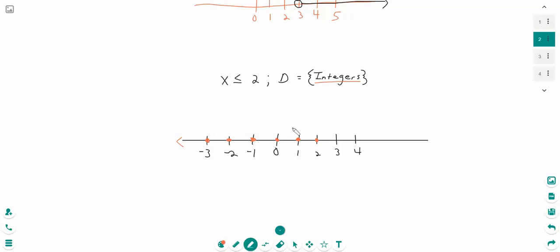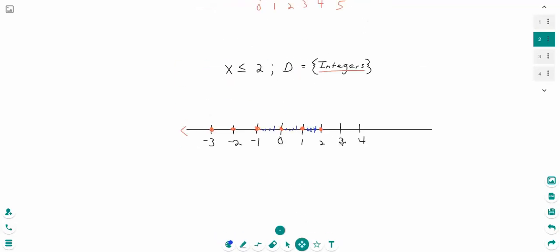Okay? So hopefully you see the difference here. I've drawn a bunch of dots, but I haven't drawn a solid line. The reason is because everything in here is off limits. We can't use any of this in here because everything in here is not an integer. Even though they do satisfy the inequality, they're not integers, so they're not acceptable answers. Okay? All right, let's move on.